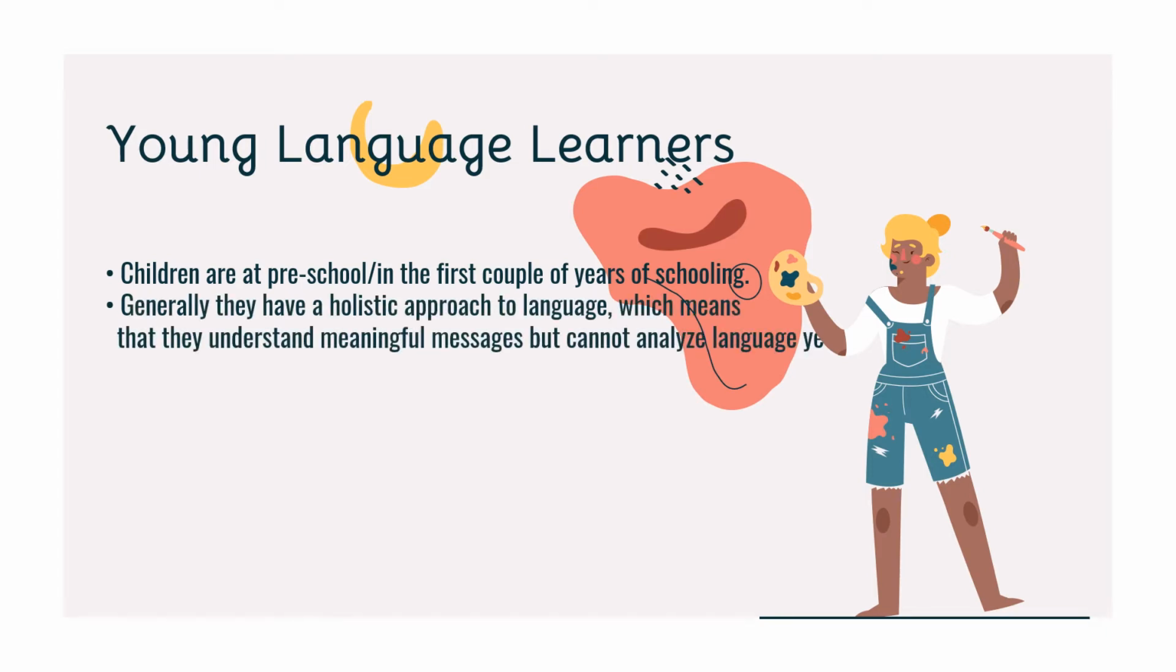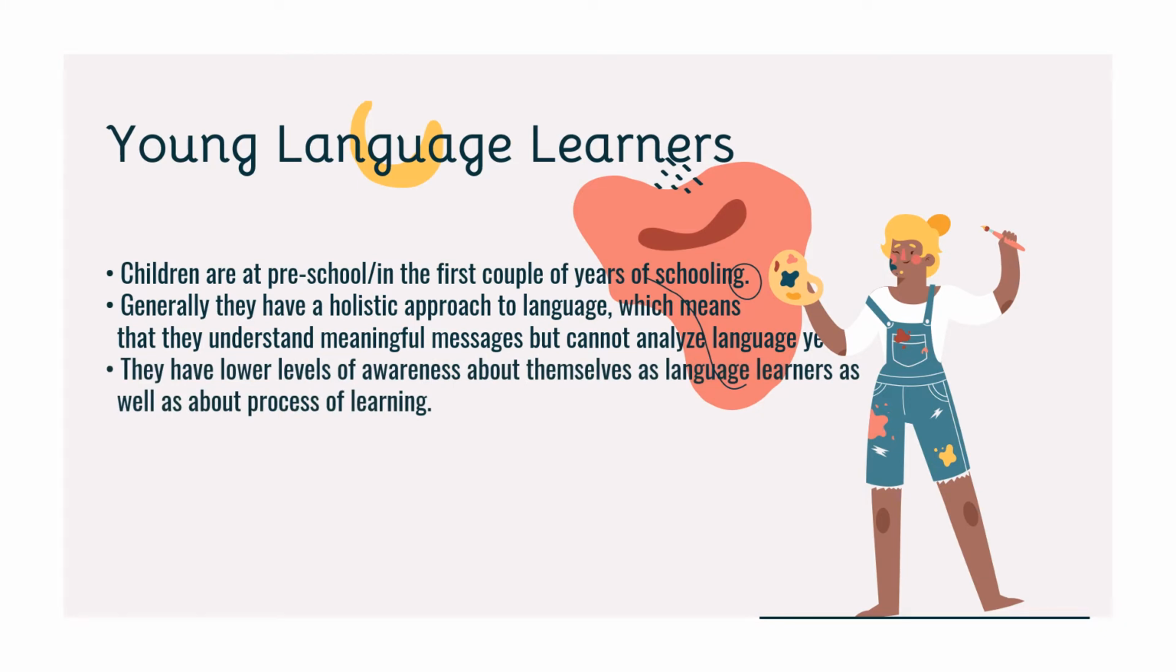Next, generally they have a holistic approach to language, which means that they understand meaningful messages but cannot analyze language yet. So they understand what the word is, but they haven't understood about the form of the word. Then, they have lower levels of awareness about themselves as language learners as well as about the process of learning. Here, they aren't aware of what they learn. They just say it, they just do it, right?